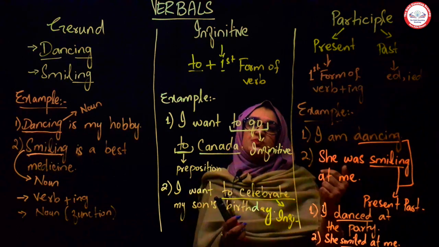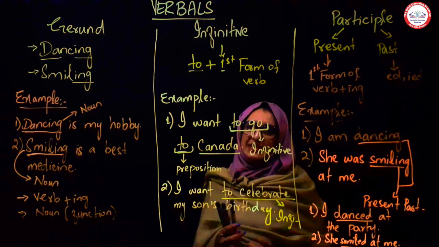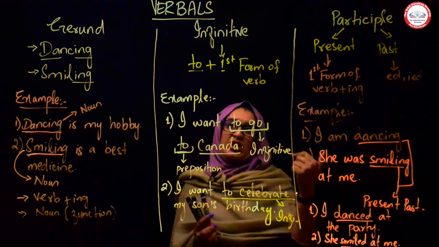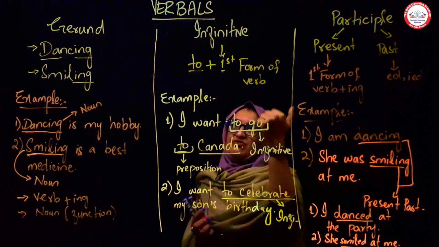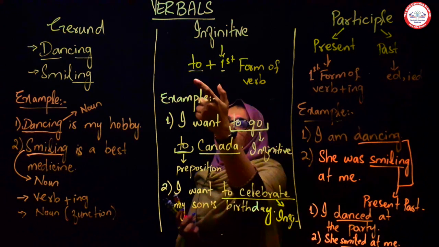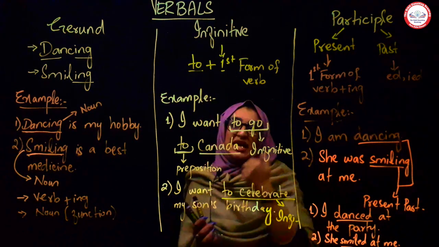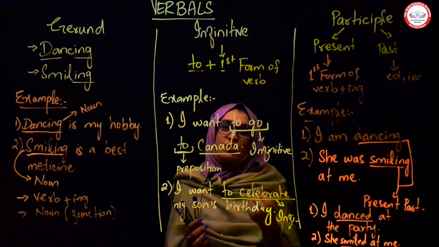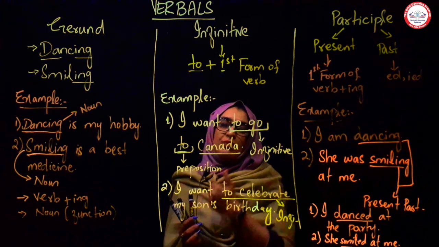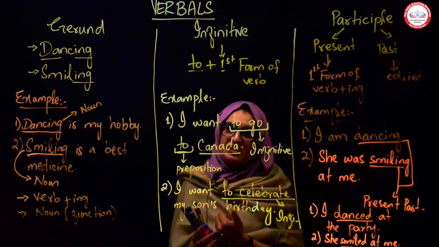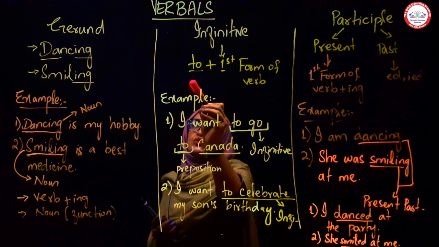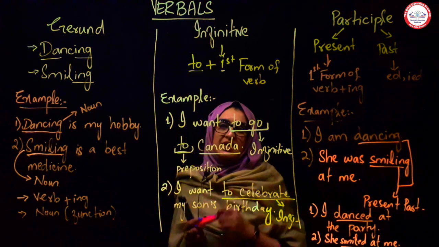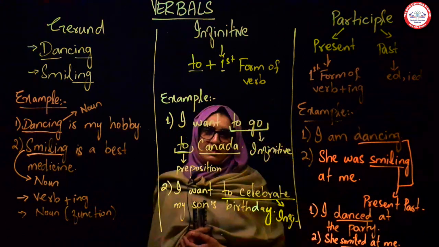In present participle, we will be using first form of verb plus ing, while in past participle we will be using the second form of verb. The last one is infinitive, in which we will be using the first form of verb with to. If we have a noun with to, that to plus a noun will not be an infinitive. That will be a preposition for us. But if we are using to plus the first form of verb, that will be an infinitive.